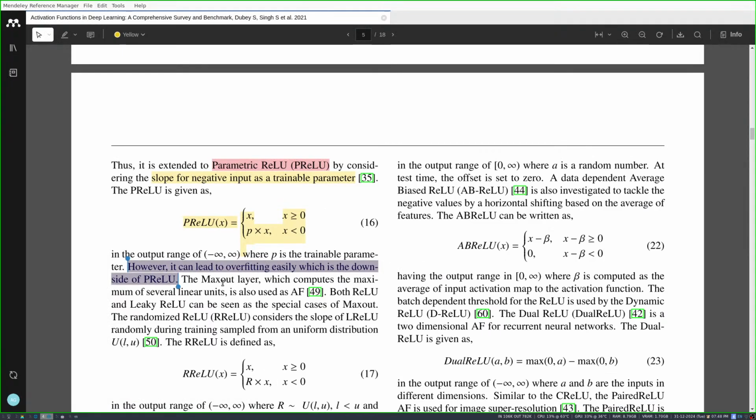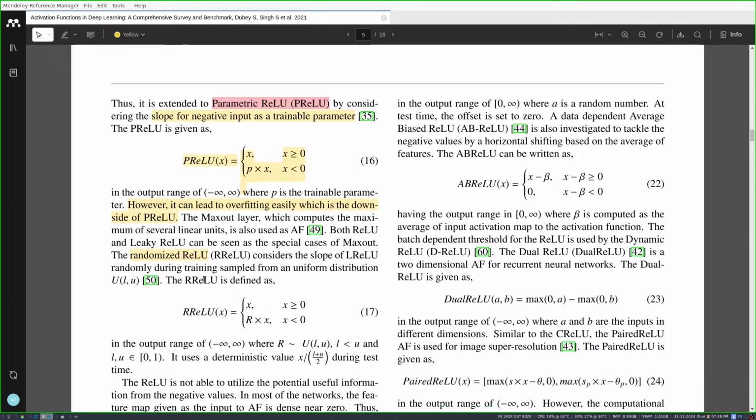The maxout, which computes the maximum of k or fewer inputs, is also used as an activation function. Both ReLU and leaky ReLU can be seen as special cases of maxout. The randomized ReLU randomizes the slope of ReLU using training samples from a uniform distribution. Okay, nice.